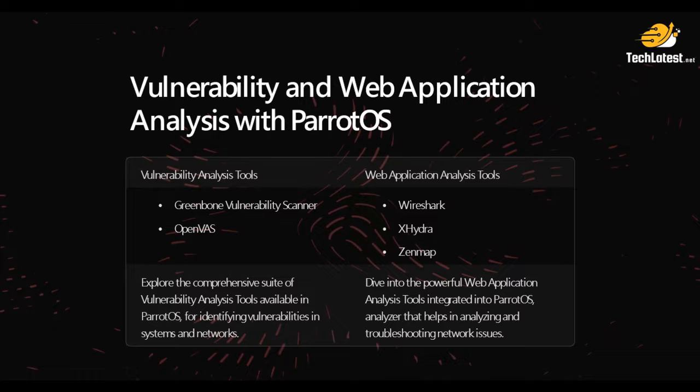Now let's shift our focus to web application analysis. This process involves examining the security posture of web applications to uncover potential vulnerabilities such as SQL injection, cross-site scripting, and insecure authentication mechanisms. ParrotOS provides specialized tools like Burp Suite and OWASP ZAP for conducting in-depth analysis of web applications. These tools allow us to intercept and manipulate HTTP requests, identify security flaws, and generate detailed reports.